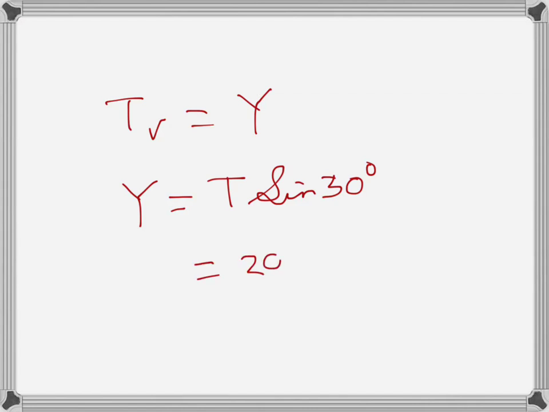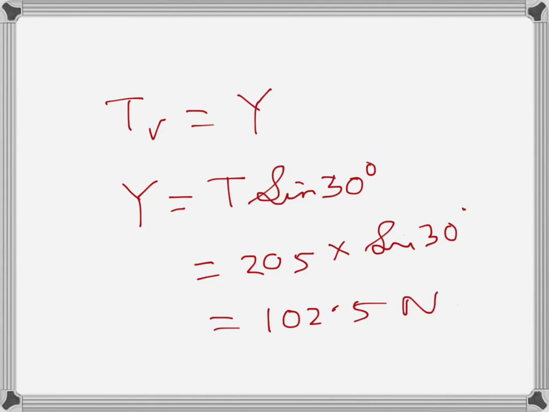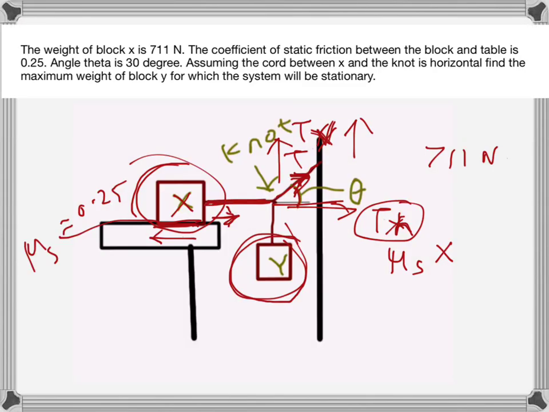So that is 205 times sine 30 degrees, and we get approximately 102.5 Newton. So that's the maximum value of Y. Because if Y has more weight, the system will not be stationary. This friction force and this tension in the cord will not be able to hold this weight if it is any heavier than 102 Newton basically.